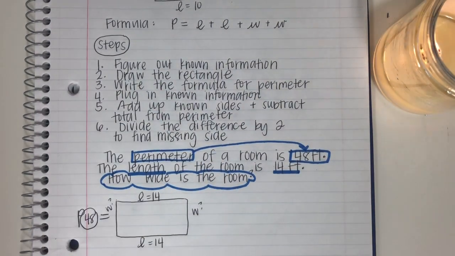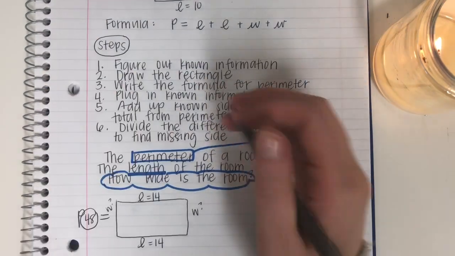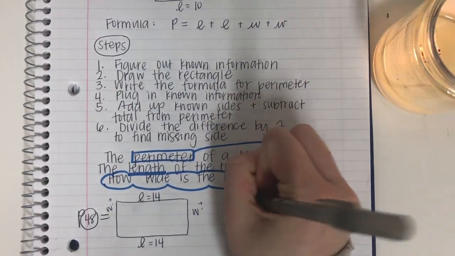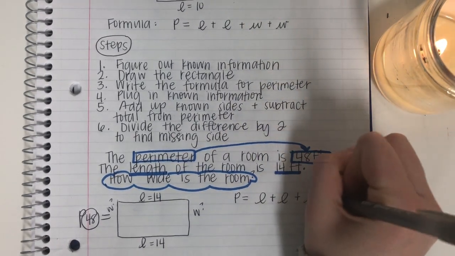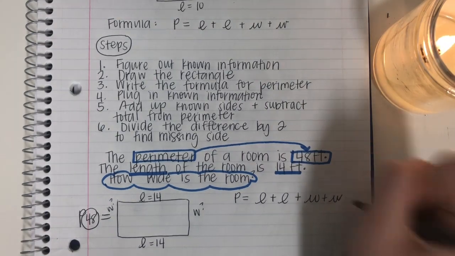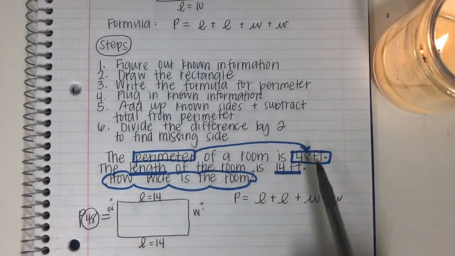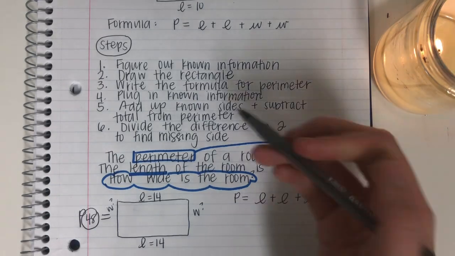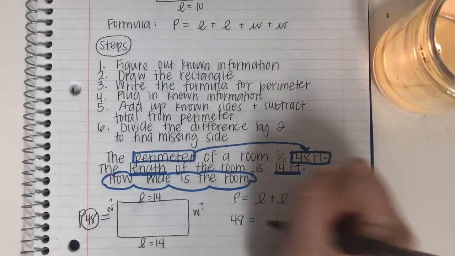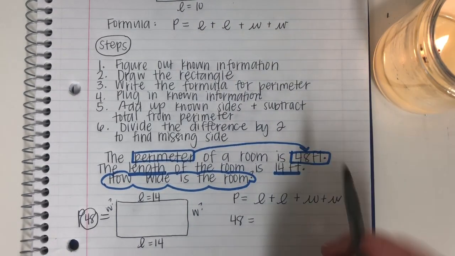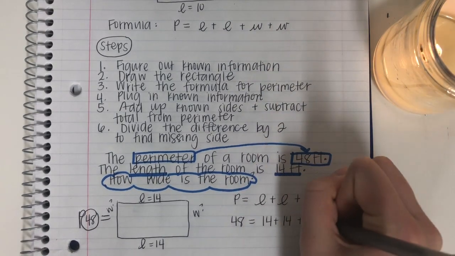Okay, so I drew my picture. I know what I need to do. Now I'm going to write the formula for perimeter. So I know that the perimeter equals length plus length plus width plus width. Okay, now I need to plug in known information. So I'm going to plug in what I know. So I know that P actually is 48 feet, and my length is actually 14. So I know 14 plus 14, but I still don't know my width.